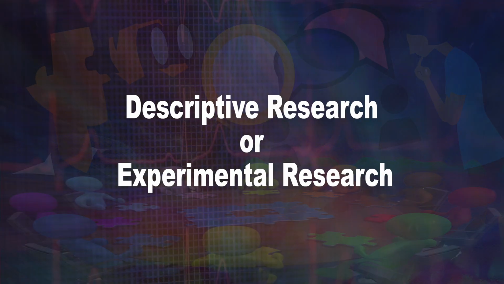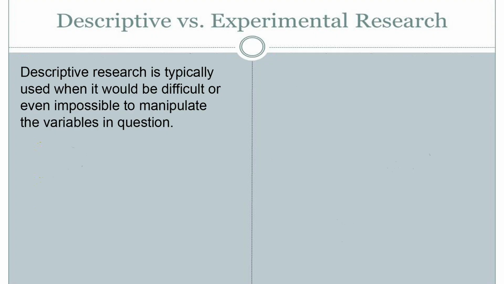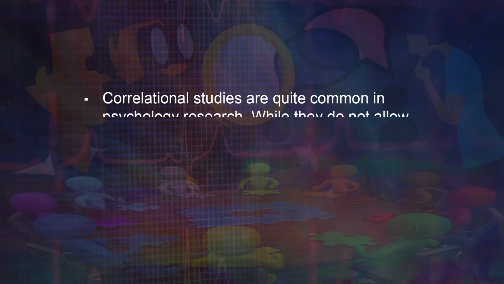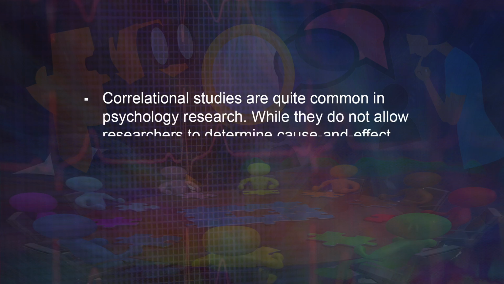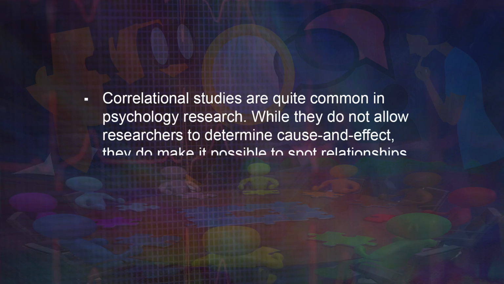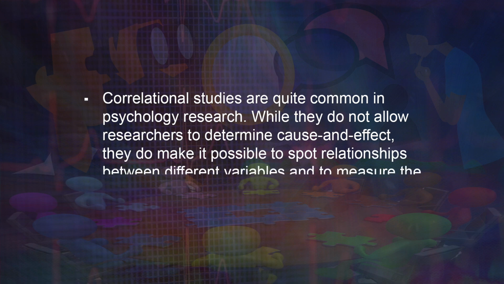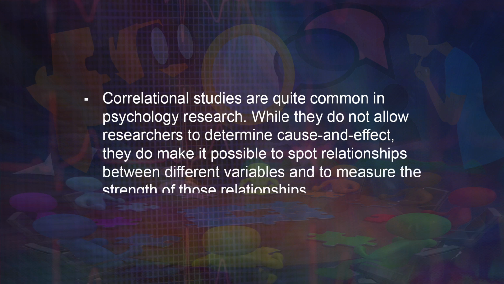There are two basic forms of research that a psychologist may utilize: descriptive research or experimental research. Descriptive research is typically used when it would be difficult or even impossible to manipulate the variables in question. Correlational studies are quite common in psychological research. While they do not allow researchers to determine cause and effect, they do make it possible to spot relationships between different variables and to measure the strength of those relationships.